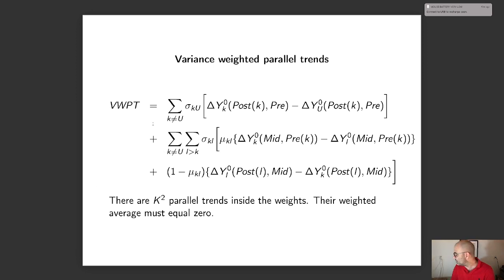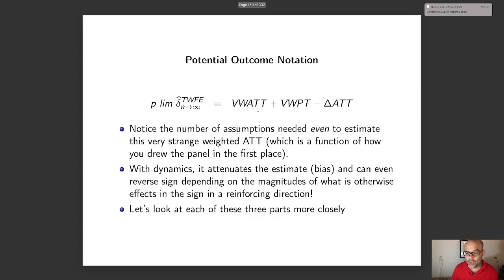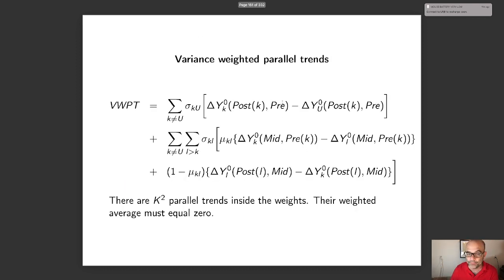Parallel trends. Here's another thing. Parallel trends. Now, technically, it is one term, the variance weighted parallel trends, but let's look inside. Let's see how the sausage is made. You have K squared parallel trends terms, right? You got this one, you got this one, you got this one. You got another one here too. You got the L one. And they don't all have to be zero because all you need is the weighted average to be zero.